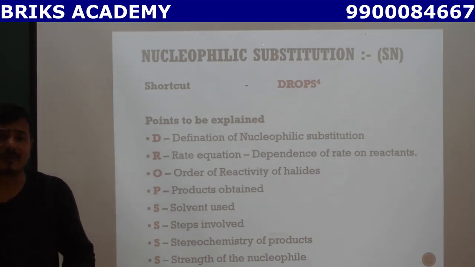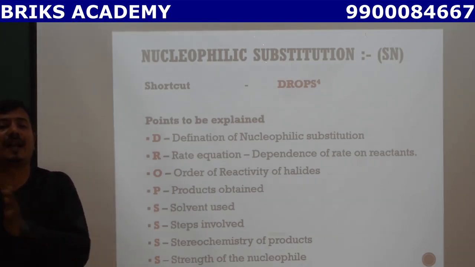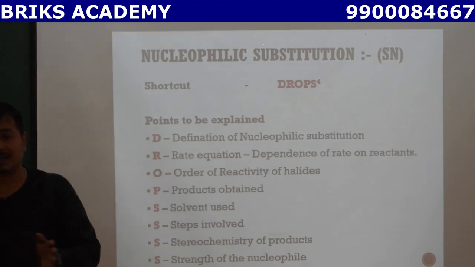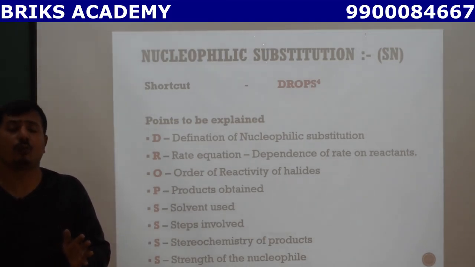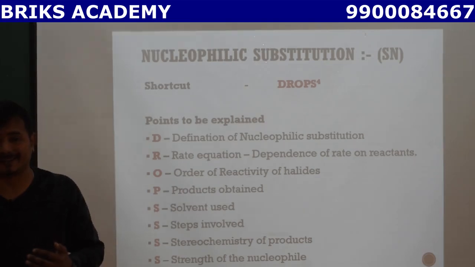And how can this question be asked? This question can be asked in 3 ways. Explain SN1 mechanism with an example, explain SN2 mechanism with an example, or differentiate between SN1 and SN2. So these are the 3 ways in which the question can be asked. However way the question is asked, you need to ensure that you write a minimum of 8 points. Now which are the 8 points that you need to write?